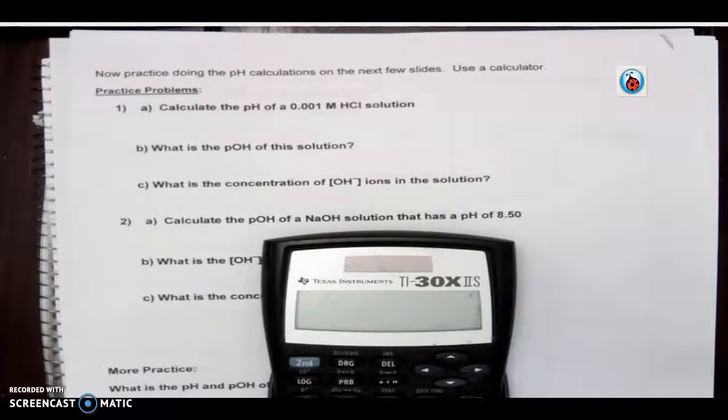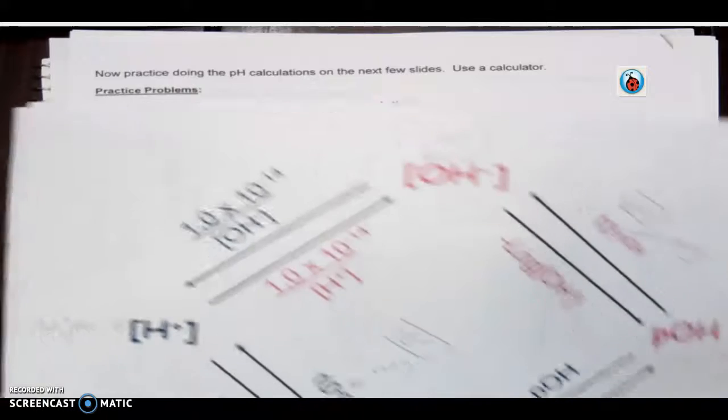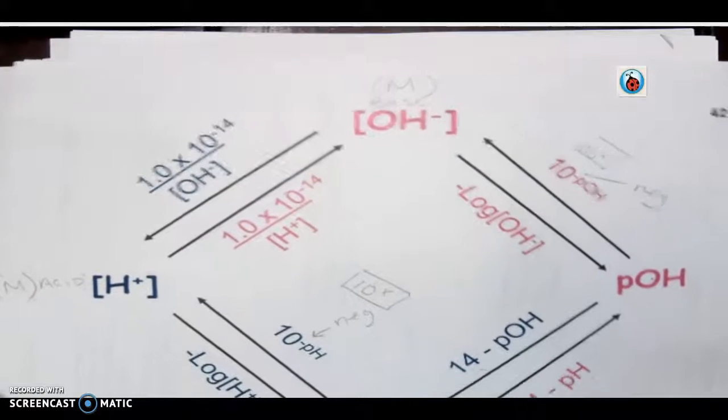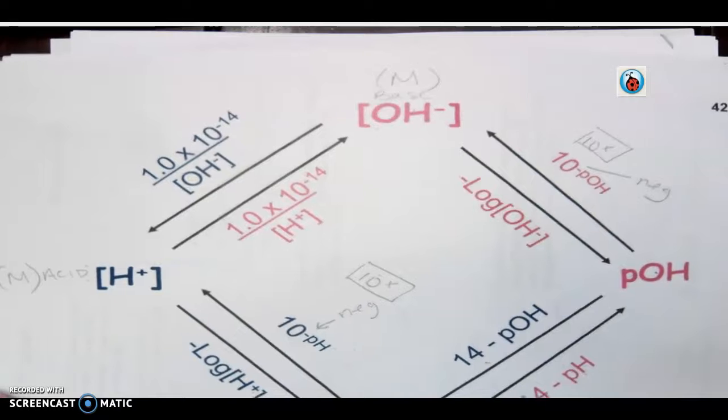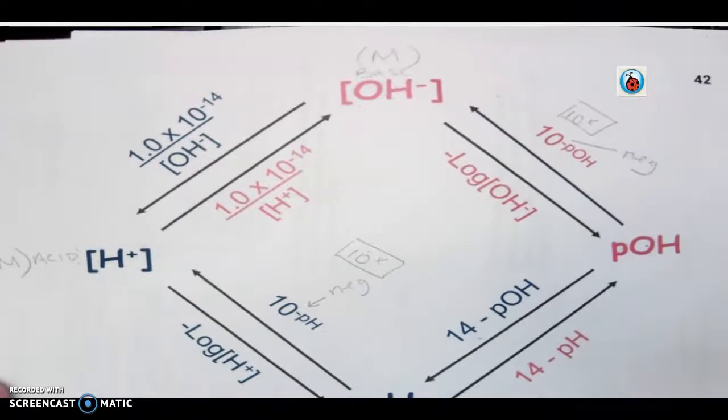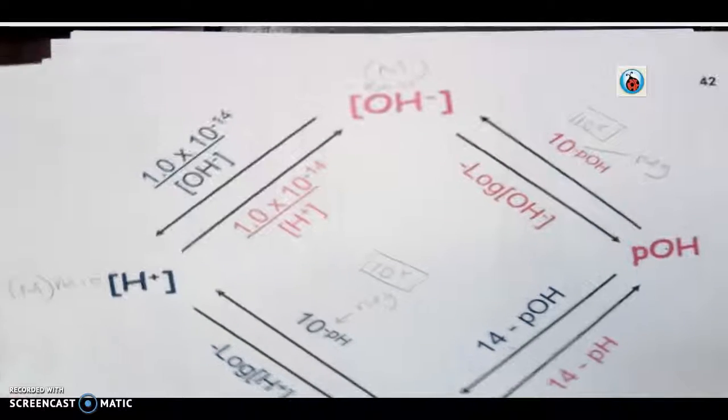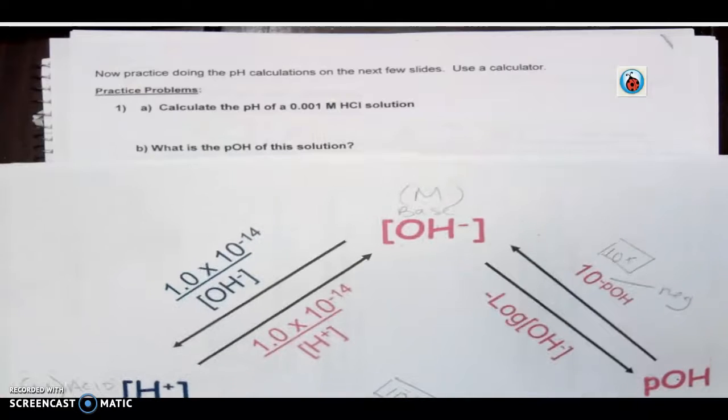Okay, now let's work on the practice problems. You're going to need this sheet right here. If you don't have this, it's on Canvas, and we're going to use this as our cheat sheet to do these calculations. Now let's look at 1A.